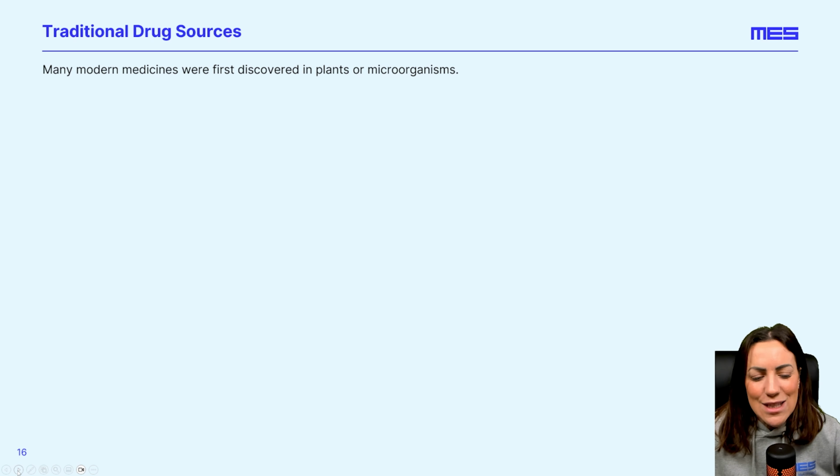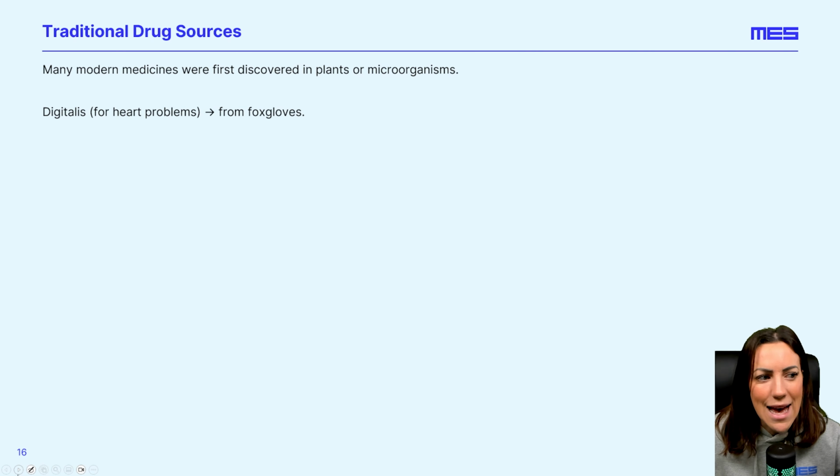Okay. Something else that's on your spec with regards to drugs or medicines, you should know that modern medicines, many of them were first discovered in nature from plants or microorganisms. There are some specific examples on your spec, so let's go through them. These could be some nice, easy 1-mark questions.